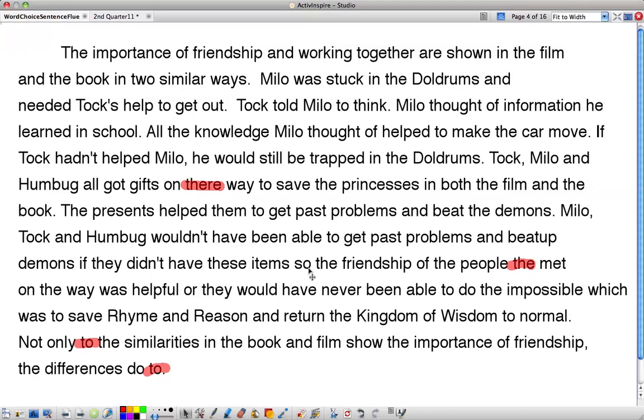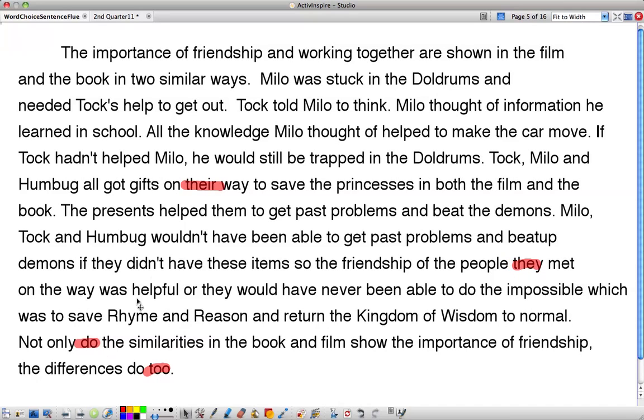Then I said, "so the friendship of the people the met." I just forgot to put the Y in there. You have to be really careful when you make mistakes like that because the spell check won't pick it up. Then down here, I did the same thing. Instead of saying "due," I typed "not only to the similarities." And then down here, I used the wrong "to." I said "the difference is due to," but I mean T-O-O, not T-O.